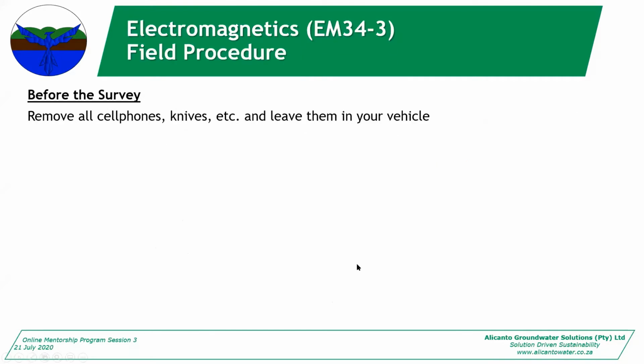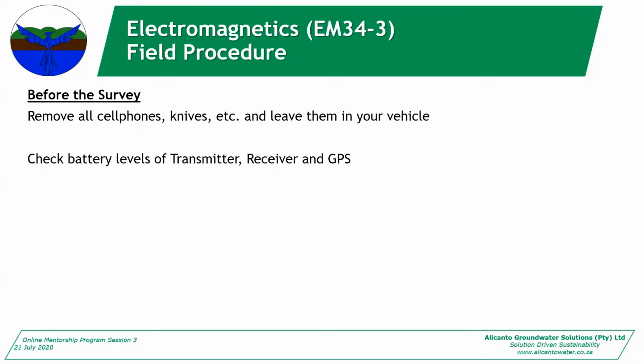So the field procedure before the survey: you need to remove your cell phones, knives, and all metal things, anything that can give off or accept the electromagnetic current. You take it off of you and put it in your vehicle, especially cell phones, because when your cell phone rings, it gives off like an electromagnetic pulse, and then your data just goes insane. So that's step one.